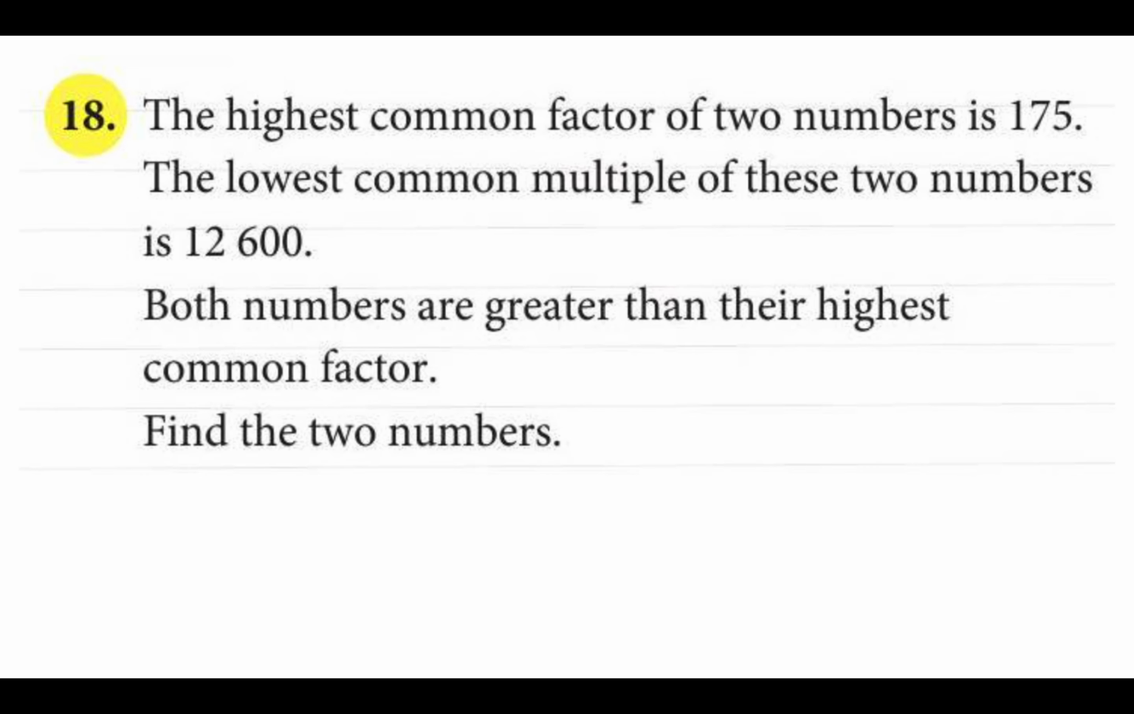Okay, next one. Let's find the highest common factor. The highest common factor of two numbers is given as 175. The lowest common multiple is also given as 12,600. So both numbers are greater than their highest common factor, right? That means we cannot have one of the two numbers that we are trying to find equal to the highest common factor. It has to be larger.